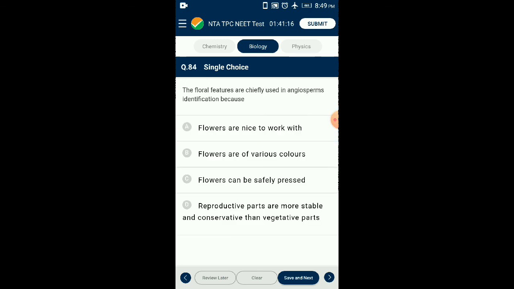Question number 84. Floral features are mainly used in angiosperm identification because, despite the same environmental conditions, reproductive parts are more easily preserved and have longer survival than vegetative parts of the same flowering plant. So the answer is option D. Reproductive parts are more stable and conservative than vegetative parts.